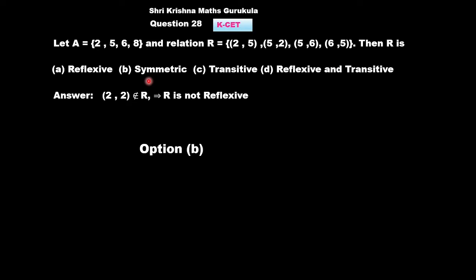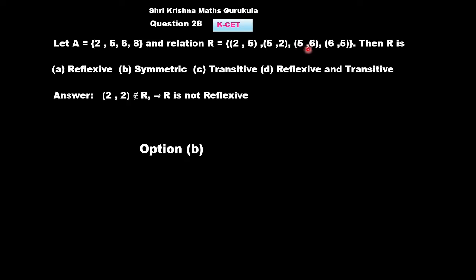Now, if we were to have an option like symmetric and transitive, then we should look for transitivity. Such options are not given, so we are stopping here. But for your understanding, I am just explaining the transitivity for this relation. I will consider (2, 5) as the first ordered pair. Then I should look for an ordered pair whose first element is 5. You can see we have two such ordered pairs. So I will consider (5, 2). Then we should have (2, 2), which we do not have in the relation. So it is not a transitive relation.